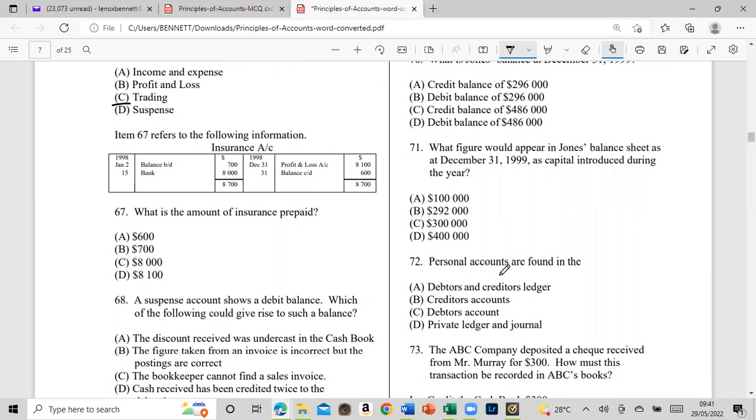All right, so let us examine the account. So we have insurance balance brought down to $7,000. The bank, $8,000. Profit and loss account, $8,100. And that will be the balance carried down to $600. So insurance we paid would be $600, and that was carried down.